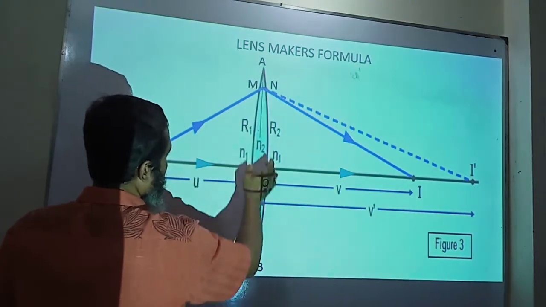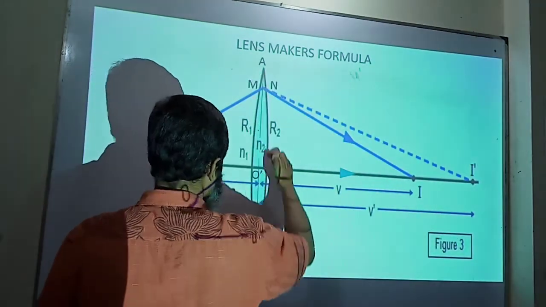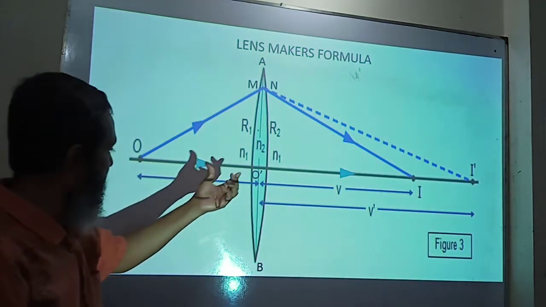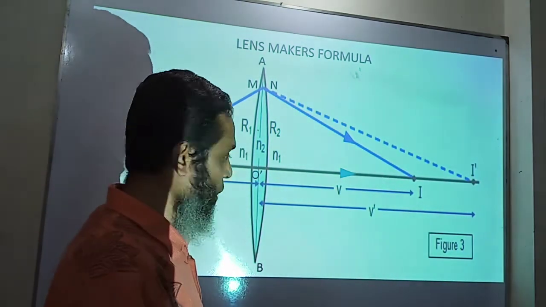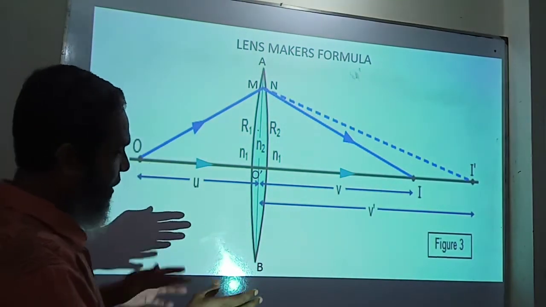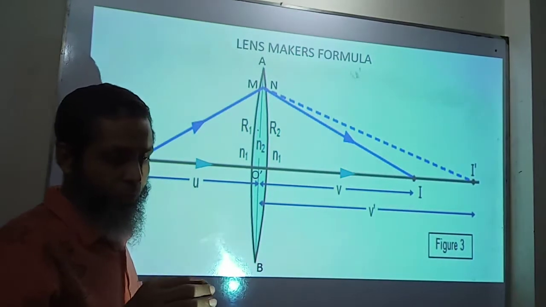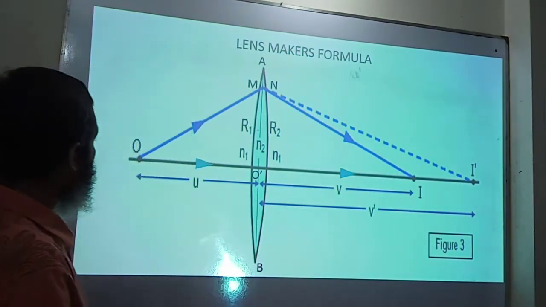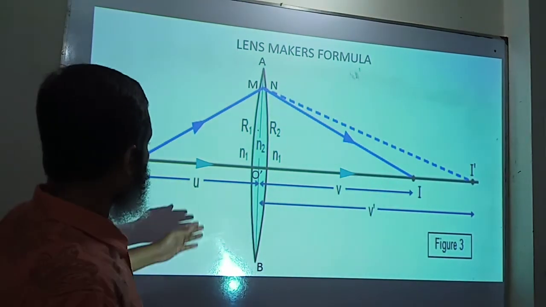A lens is a transparent medium bounded by two spherical surfaces. Here it is bounded by two spherical surfaces, and it is a biconvex lens. And we will deduce the lens maker's formula. That means the lens is made by using which formula? We will deduce this formula. Let us consider here the refractive index.